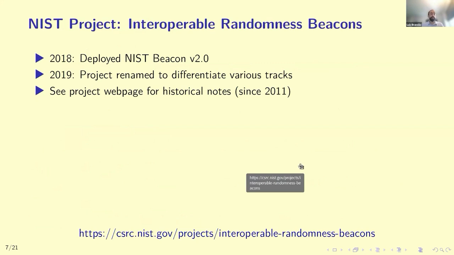Okay, so NIST has this project called Interoperable Randomness Beacons. In particular, this project has deployed the beacon version 2.0 in 2018, and since 2019, we've called this project Interoperable Randomness Beacons, namely to enable us to differentiate various tracks within this project. However, the project has actually started in 2011, and if you look at the web page for the project, you can find various historical notes.